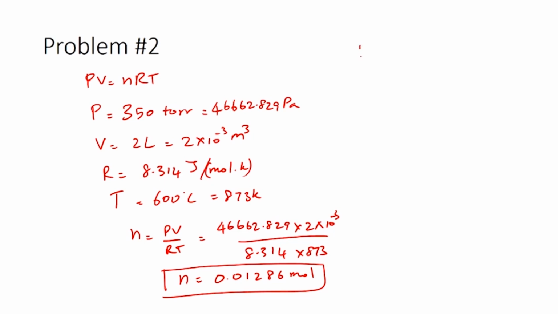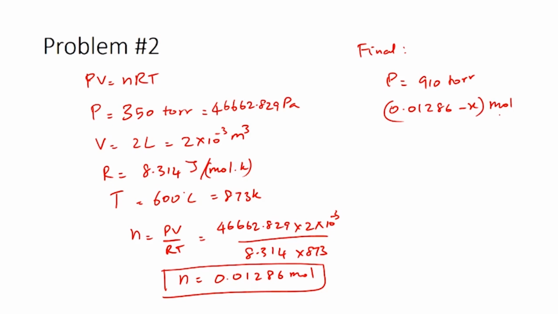The values we have calculated are for the initial condition. For the final condition, we know that the pressure is 910 torr. If we assume that x moles of the dimethyl ether which was initially given is consumed, we have 0.01286 moles of dimethyl ether initially, and the final state would contain 0.01286 minus x moles of dimethyl ether. So, this would be the number of moles of dimethyl ether. Looking at the stoichiometry, we know that for every mole of dimethyl ether consumed, we would have 1 mole each of methane, hydrogen and carbon monoxide produced.